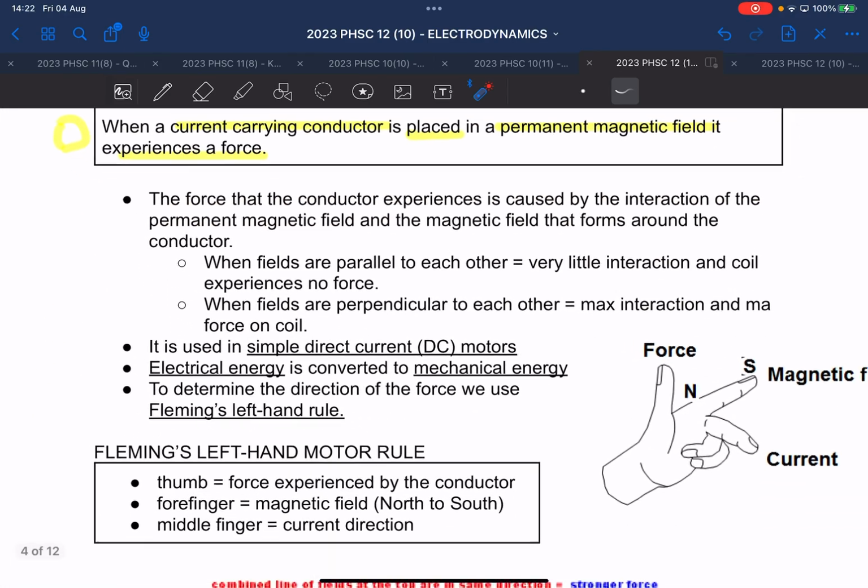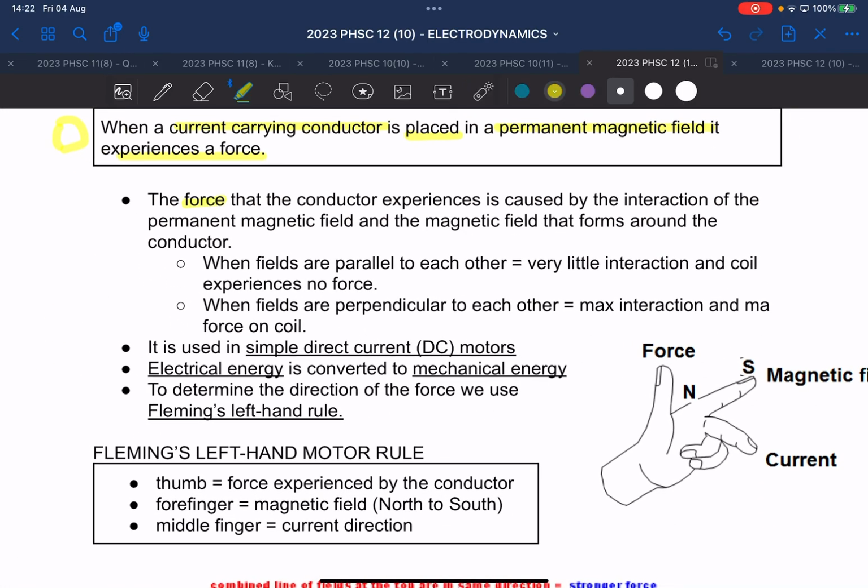Goed, so it said on, why do we experience a force? It is caused by the interaction of the permanent magnetic field and the magnetic field that is in the conductor.